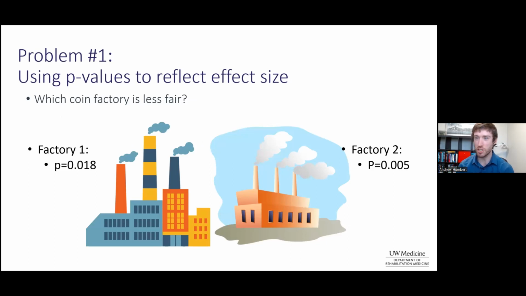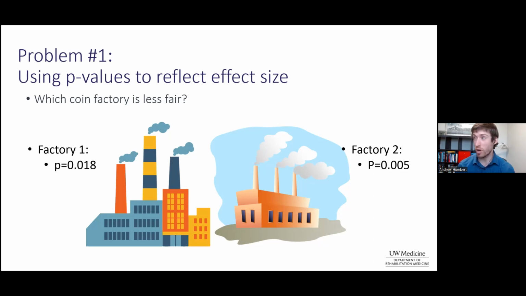Just based on these p-values of these two coin factories, which coin factory is less fair? So basically, I got 10 coins from each coin factory. I flipped, counted the number of heads, and I calculated the p-value. In factory 1, I have a p-value of 0.018, and in factory 2, I have a p-value of 0.005. So just internally, if people want to think about, based on these two p-values alone, if this is the only data I had to go off of, which of these coin factories would I think is producing coins that are less fair?